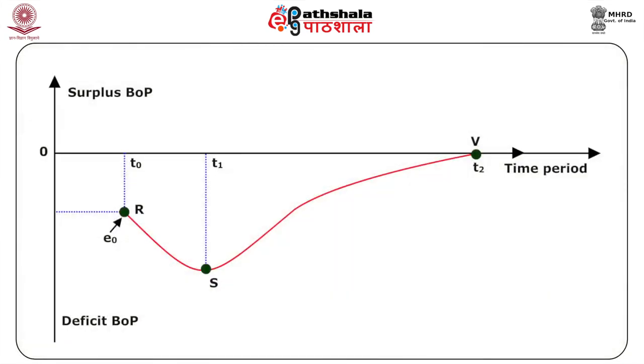One can observe from the figure that the curve is J-shaped, which has a big loop in the beginning between point R and S for time between T0 and T1. Subsequent to time T1, it slopes upward, indicating reduction in the BOP deficit. The equilibrium is established at time T2. Beyond time T2, the country may enjoy a BOP surplus at point V.